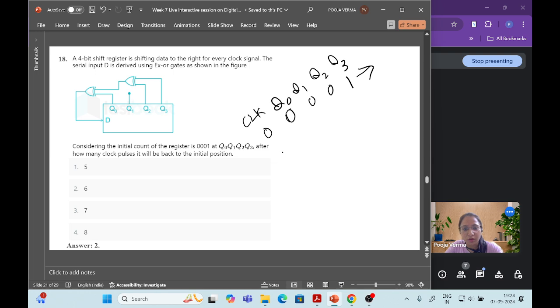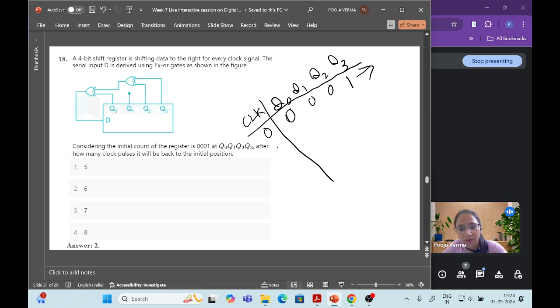Okay, so initially it is in this position, 0001. So after how many clock pulses will it again come to 0001? Let's check from here. First we need to XOR Q2 and Q3, then the output of this is given to the next XOR with Q0, and that output is connected to D, that means the first flip-flop.